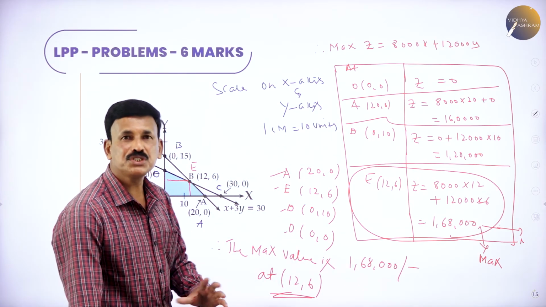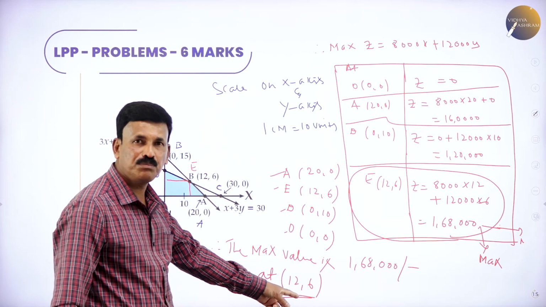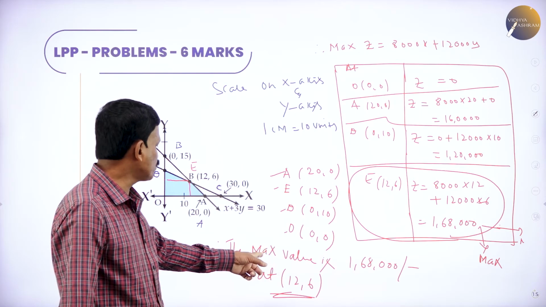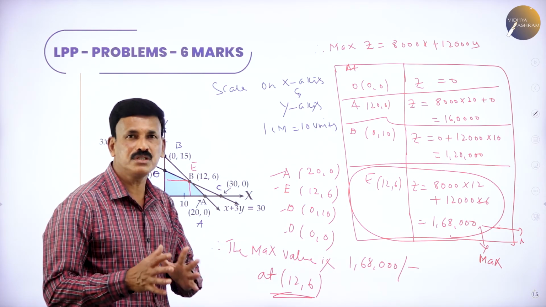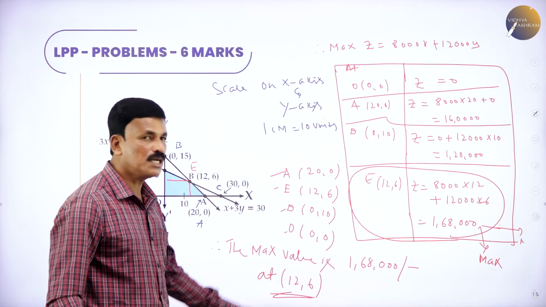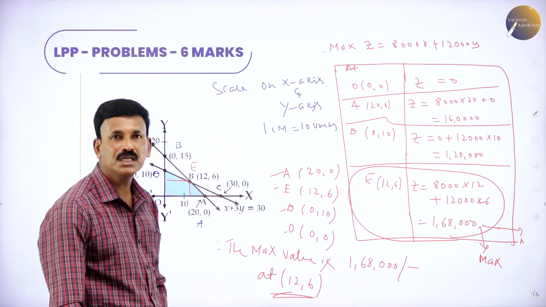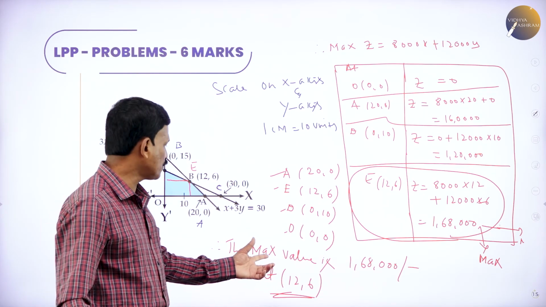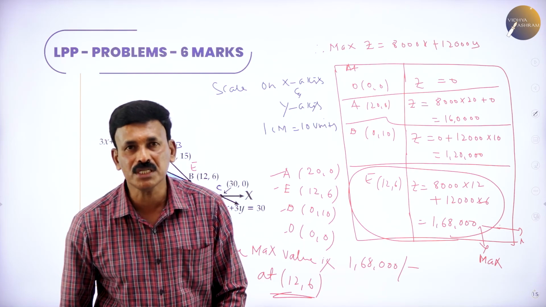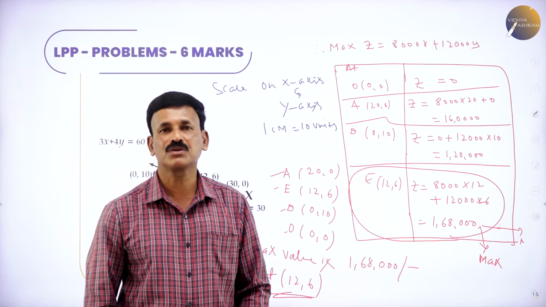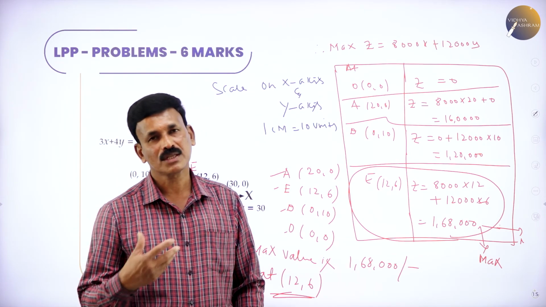Therefore, the company should produce 12 pieces of model A and 6 pieces of model B to get the maximum profit of 1,68,000 rupees. That is how we are going to solve this LPP. Hope you followed this. Just formulate it and solve.